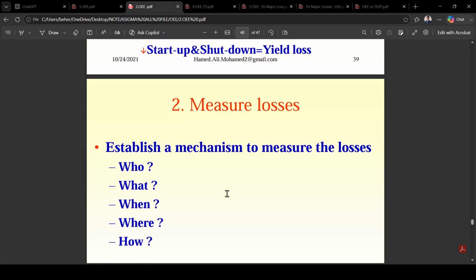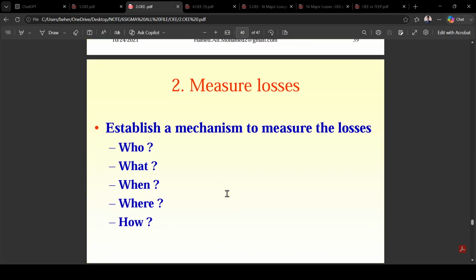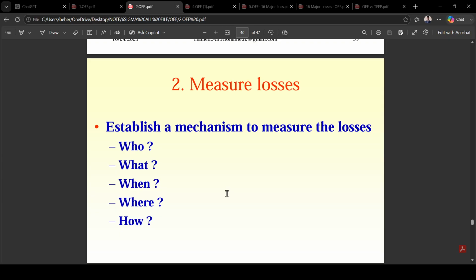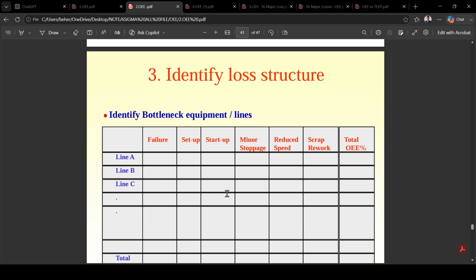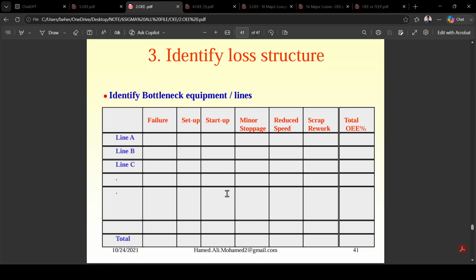And the second one is measuring losses. Establish a mechanism to measure the losses: who, what, when, where, how, so that you can measure the losses. Identify the loss structure, so you can identify benchmark equipment or lines. And how to identify the loss structure? You can make that file.